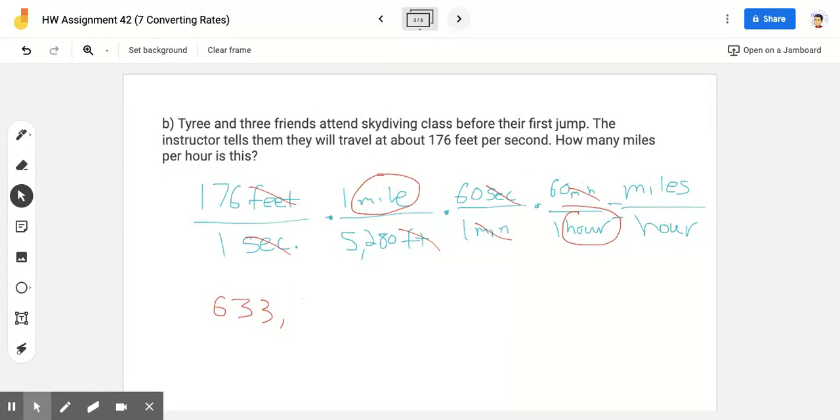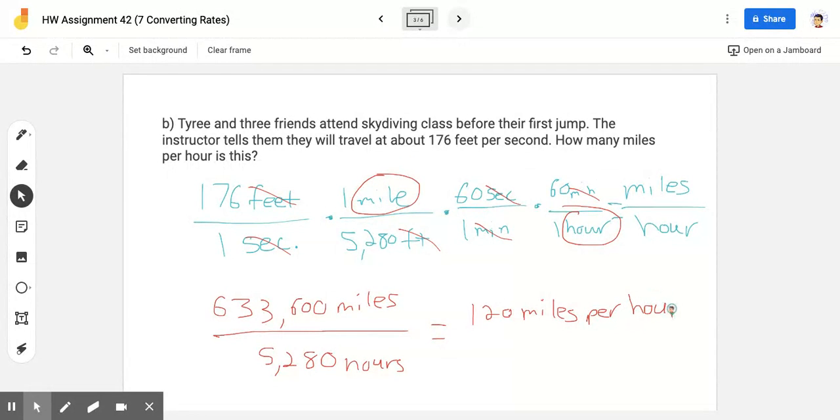633,600. And it's miles per how many hours? 1 times 5,280 times 1 times 1, so which is 5,280 hours. And if I simplify this, I will get 120 miles per hour.